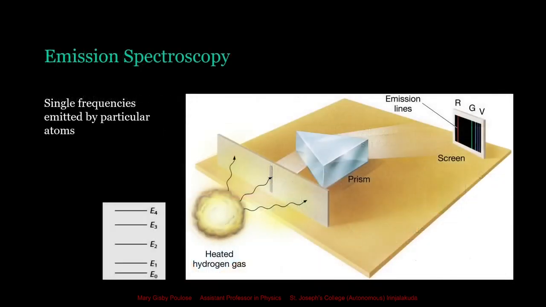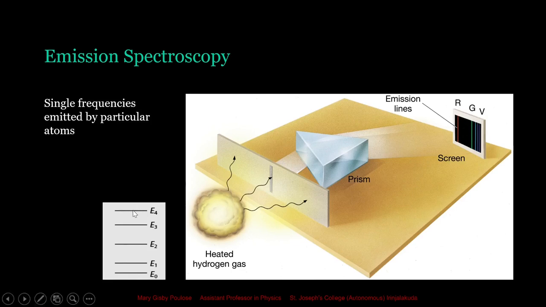In emission spectroscopy, we take a sample which is excited, which is heated. Here, for example, it is shown as heated hydrogen gas. When these hydrogen molecules are excited, they will have the hydrogen atoms in different energy levels. So the hydrogen atoms will not all be in the ground state. They are excited, and their energies can be represented in different specific energy levels, E1, E2, E3 and E4.